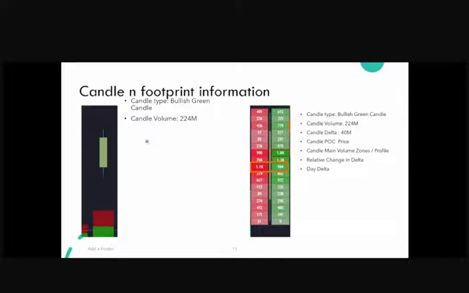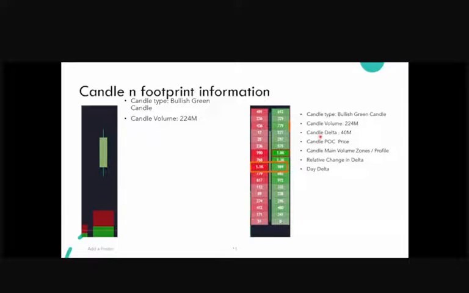I'll also show you some of the information that is available from this. If I look at the candlestick data, generally I'm seeing what is the candle: green or blue candle, red candle, and then probably the volume inside it. What this footprint, same candle, additionally tells me is more: the volume, the candle type, the candle delta. Delta is the net of buyers minus sellers at this level. So net means total number of buyers minus total sellers. In this case, there is 40 million more buyers that happened in this candle than sellers. It tells you the candle POC.